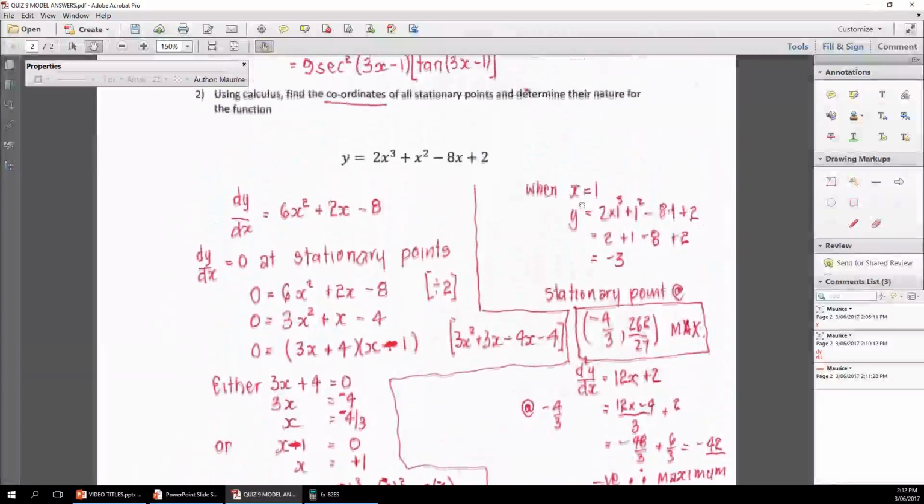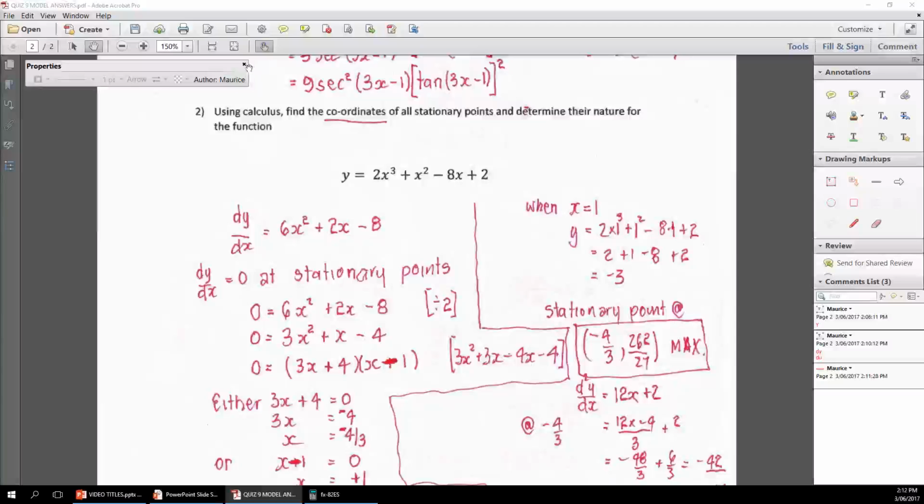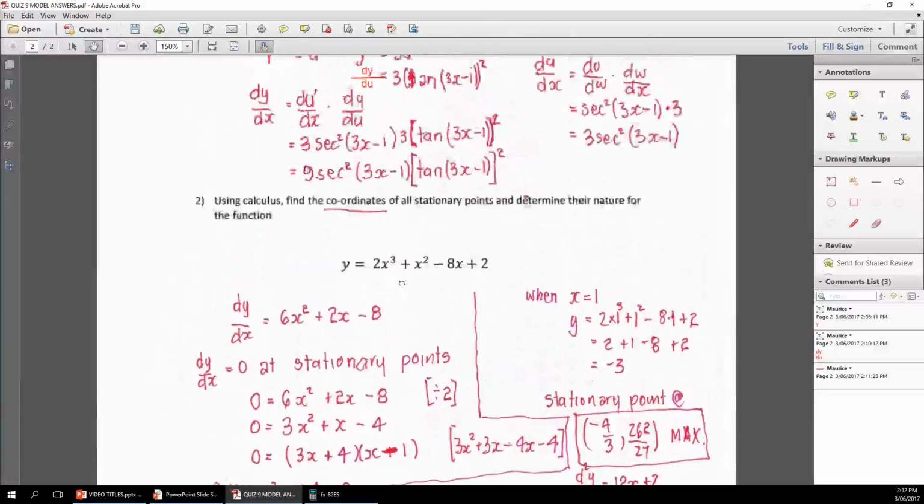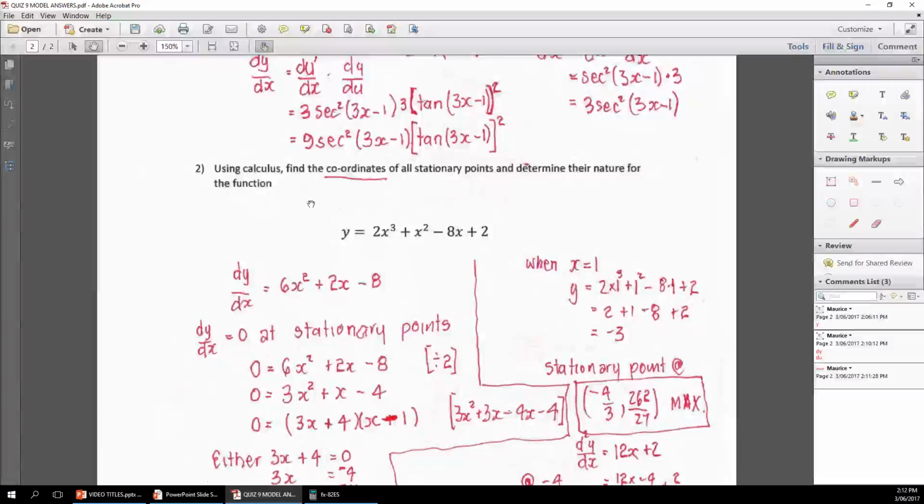Okay. So hopefully this one here, or this is a harder one again. So using calculus, find the coordinates of all stationary points and determine their nature for the function. So it's to find the coordinates. So remember that a coordinate has an x value and then a y value, and they're shown in brackets, x and y. That is coordinates. So you've been thinking, why the hell is he telling me this?